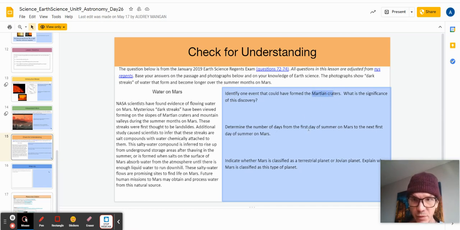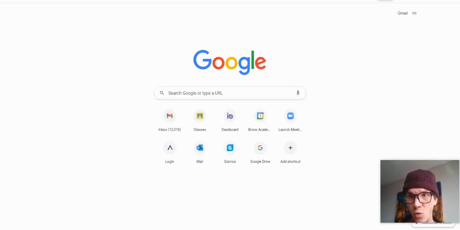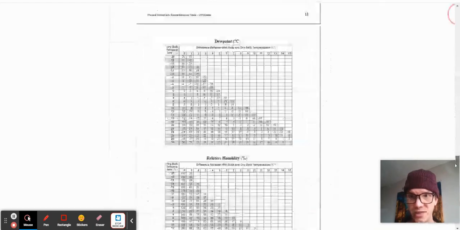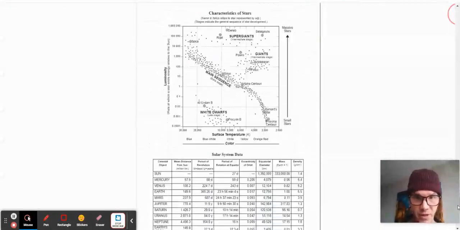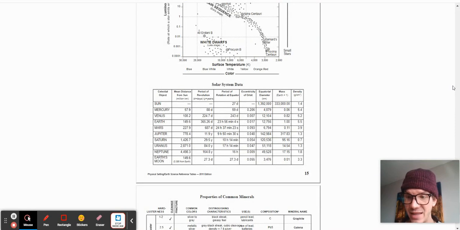The number of days from the first day of summer on Mars to the next first day of summer. Well, on Earth, the number of days from the first day of summer for us to the next first day of summer would be 1 year, 1 Earth year. So to find the number of days from the first Martian summer to the next Martian summer, you would just need to open up your ESRT to the solar system data table on page 15 and find the length of a year on Mars.